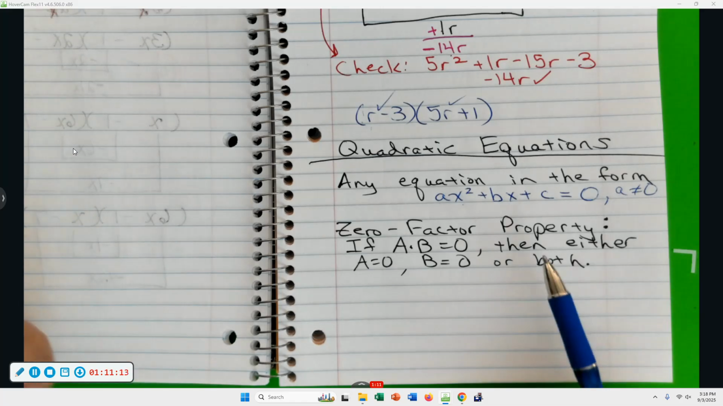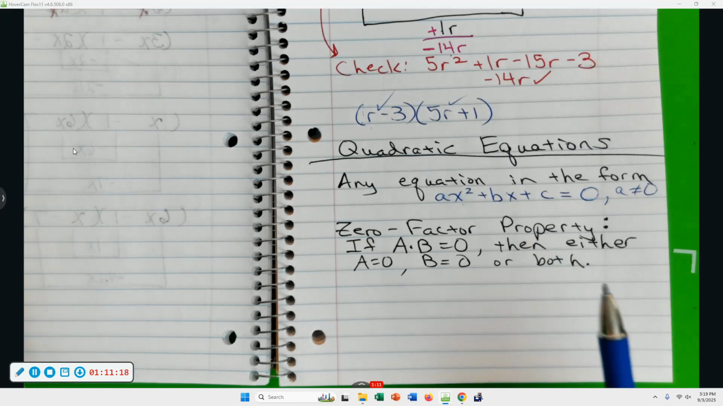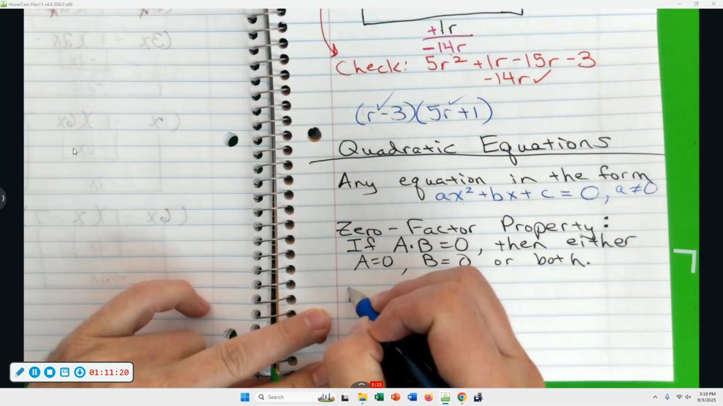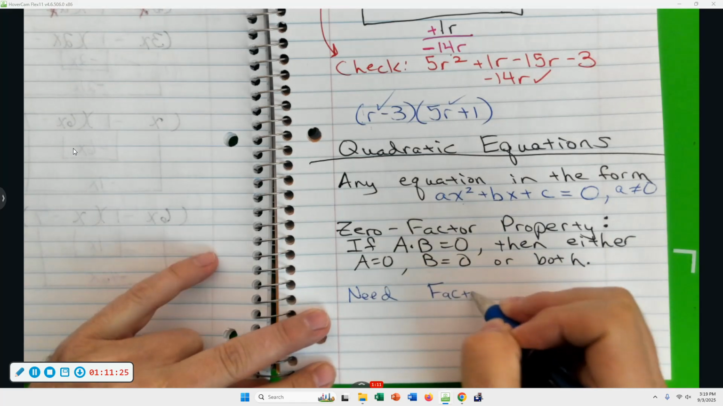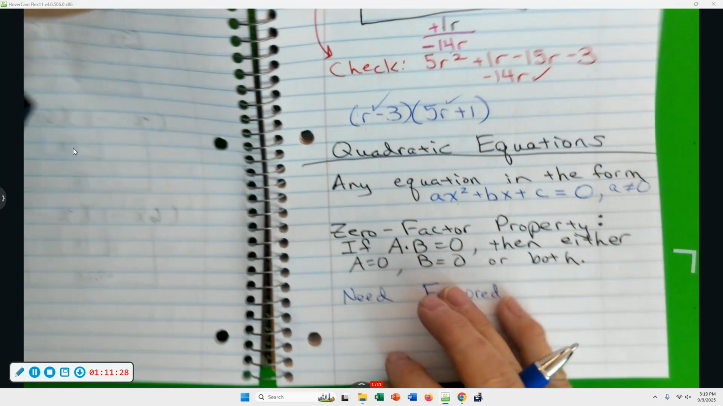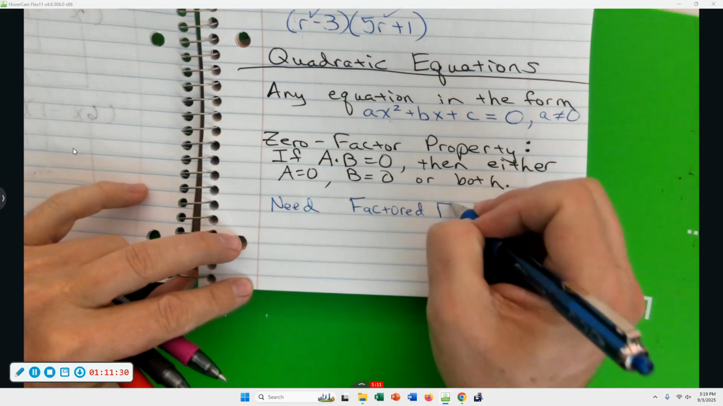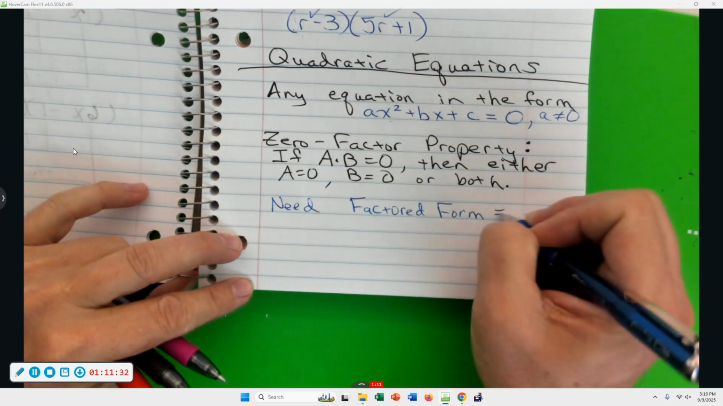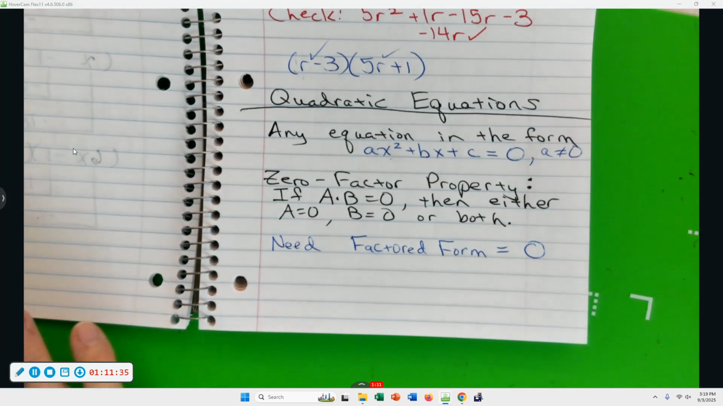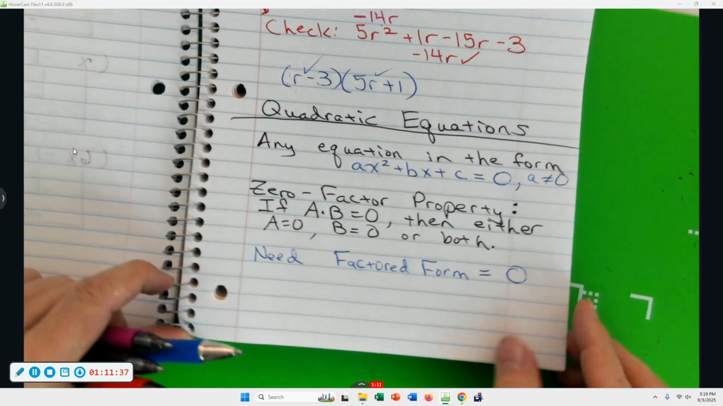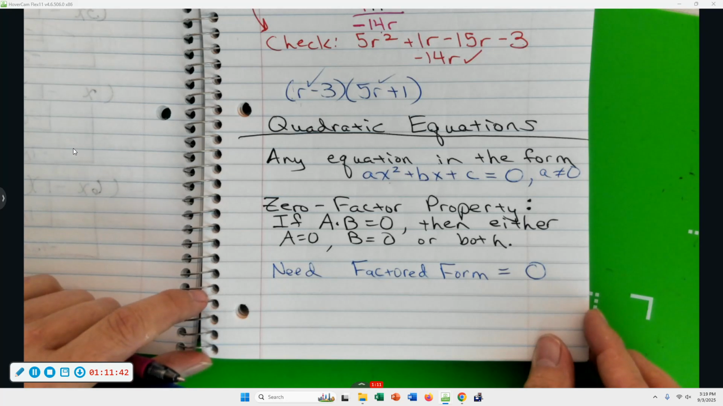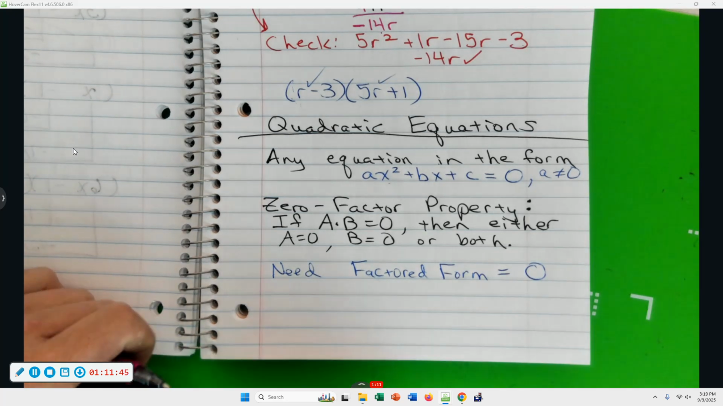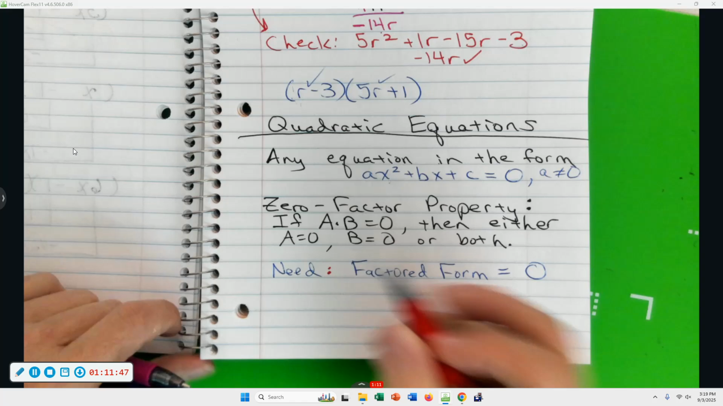So, to use the zero factor property, you'll first of all have to make sure that your equation is in the form you need: factored form on one side, equals 0 on the other side. Okay. Factored form on one side equaling 0 on the other side. You do need the equation in descending order also.